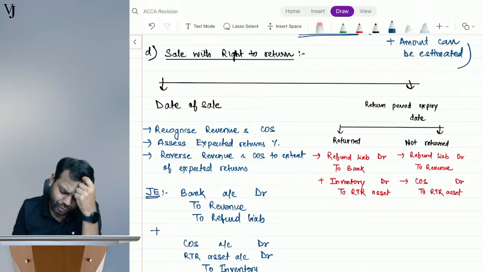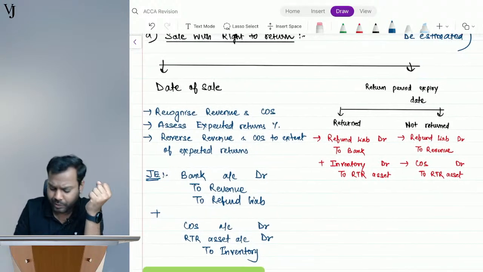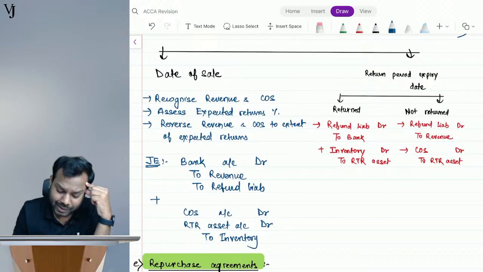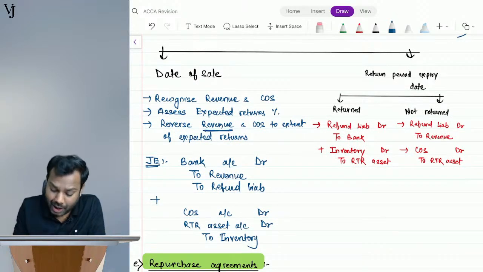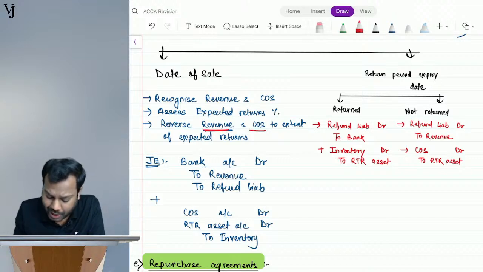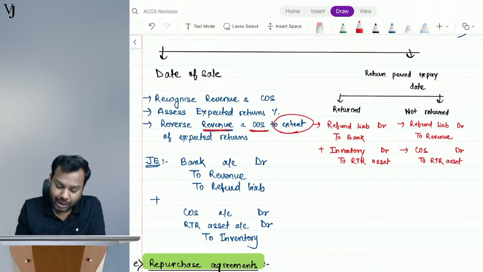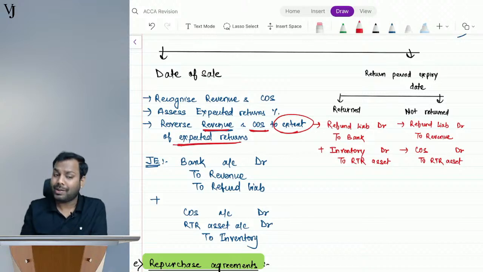So basically, firstly it recognizes the full amount as revenue and cost of sales. Then it assesses the expected return percentage and reverts the revenue and cost of sales to the extent of expected returns. So what is the entry that it passed?